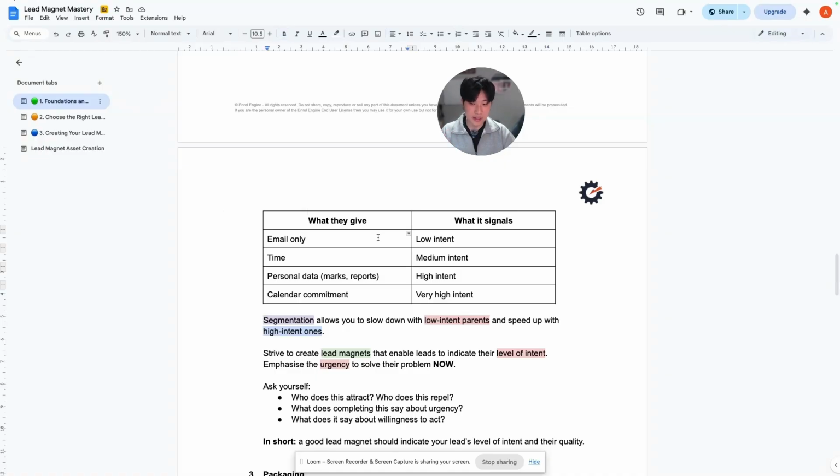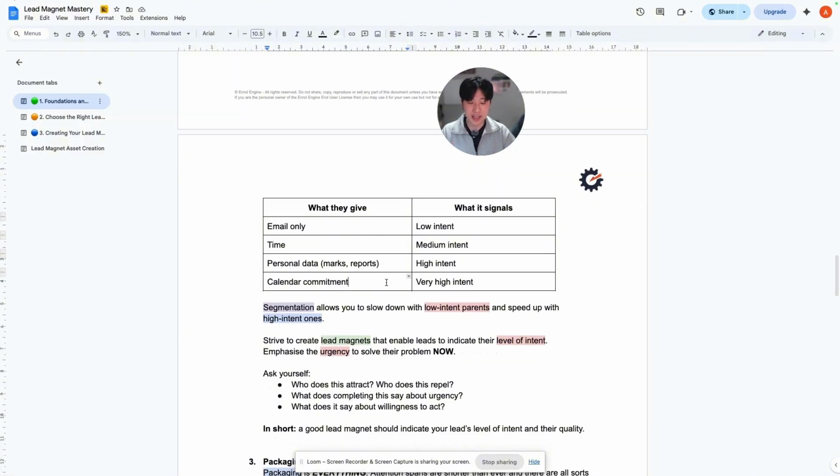If a lead gives their email only, you can kind of tell that's pretty low intent. That's low friction, is low intent, and it doesn't really indicate too much. If they give you their time, pretty medium intent. If they give you their personal data, such as their kids' marks or their child's reports, that's relatively high intent.